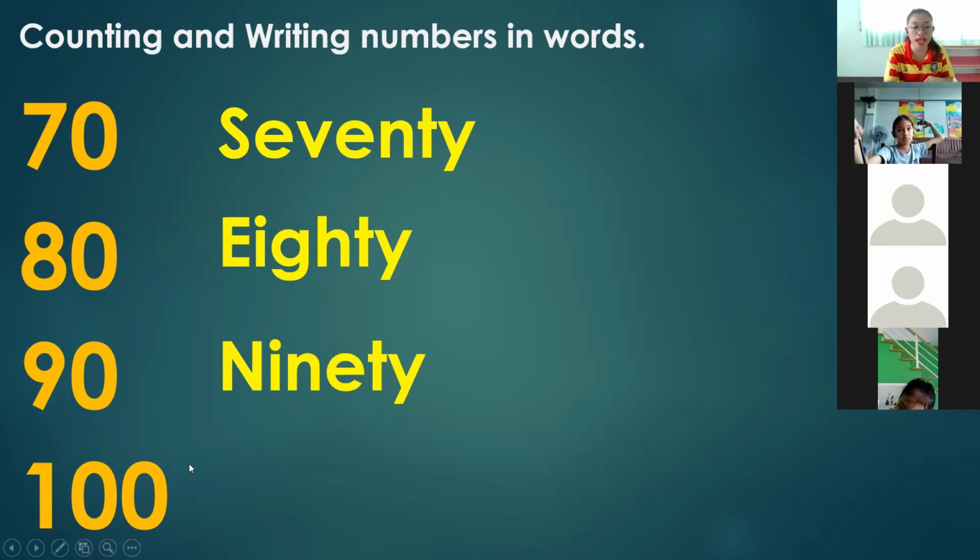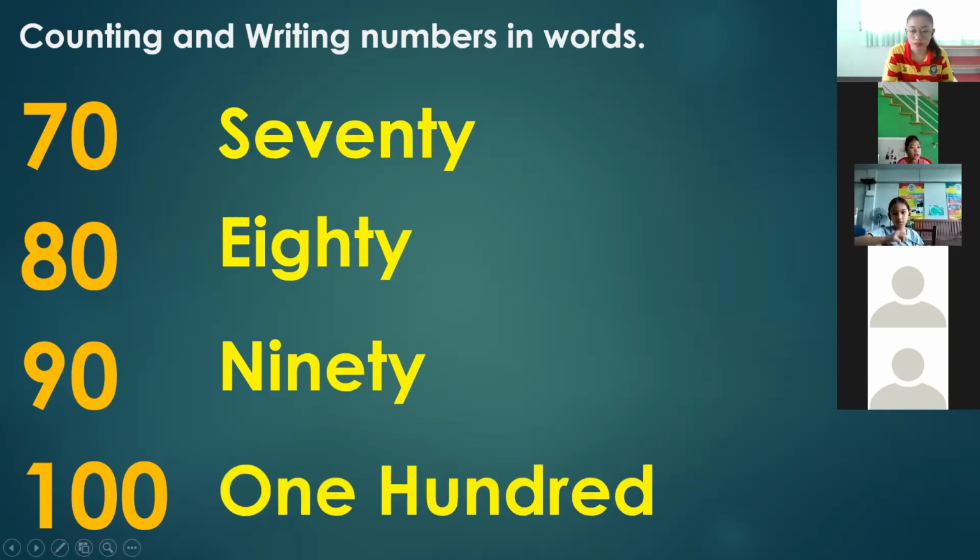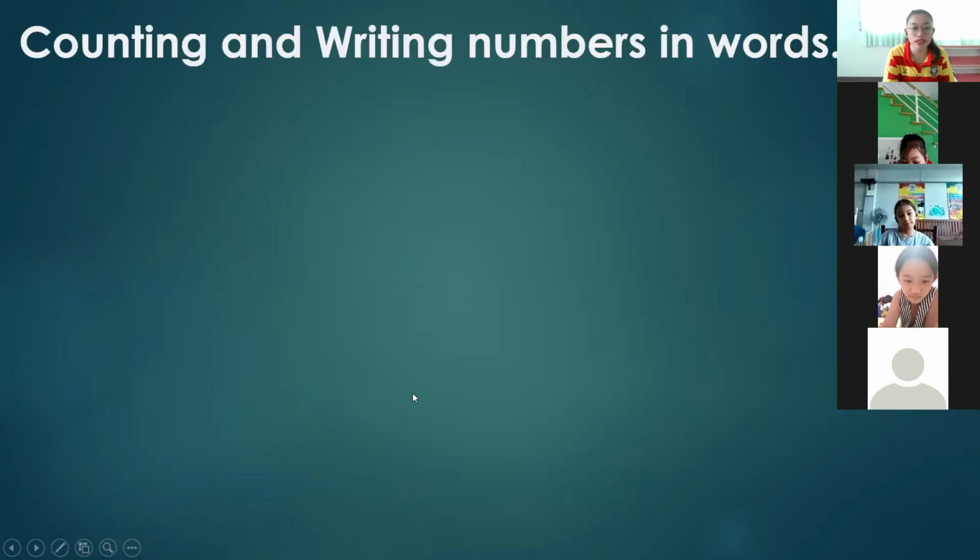NINETY. Okay, and last number, how do you spell 100? Spell it as ONE HUNDRED. Okay, very good. So that's how we spell 100. ONE HUNDRED. That's 100. So we have 70, 80, 90, and 100. Okay, so let's proceed to the next part of our discussion, which is an activity.